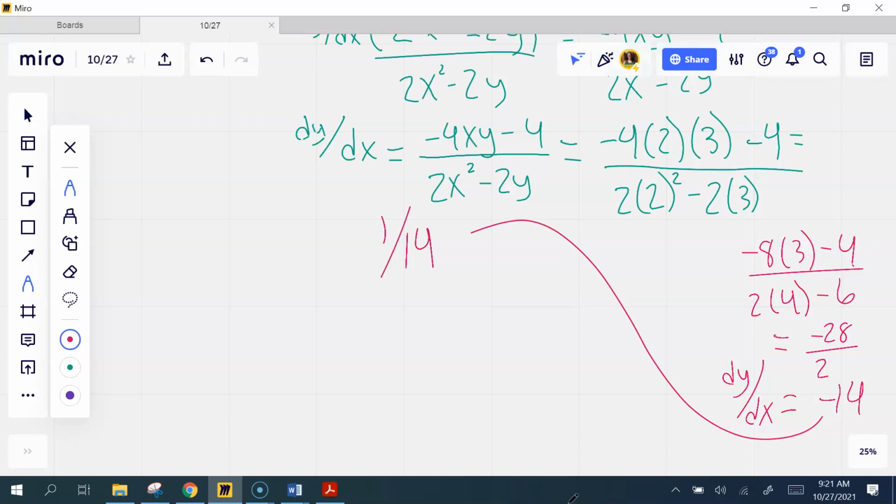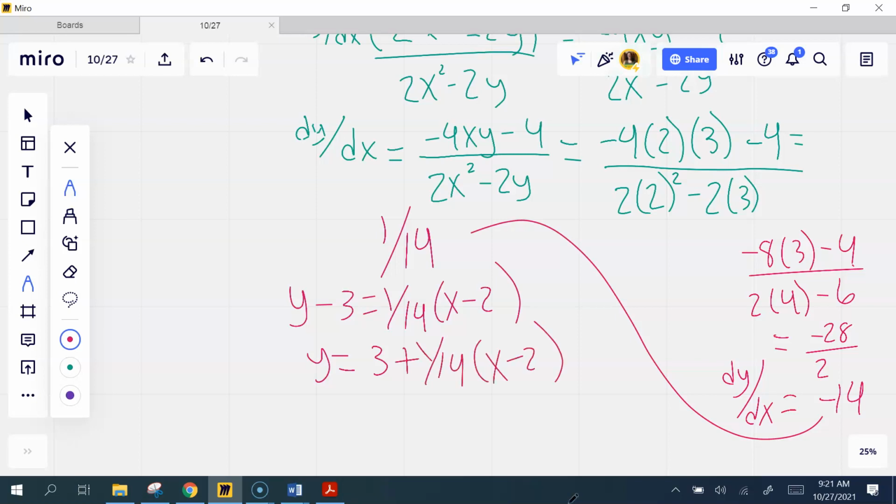So the equation would be y minus 3 equals 1 over 14 times x minus 2, which turns into y equals 3 plus 1 over 14 times x minus 2, which is also known as b.